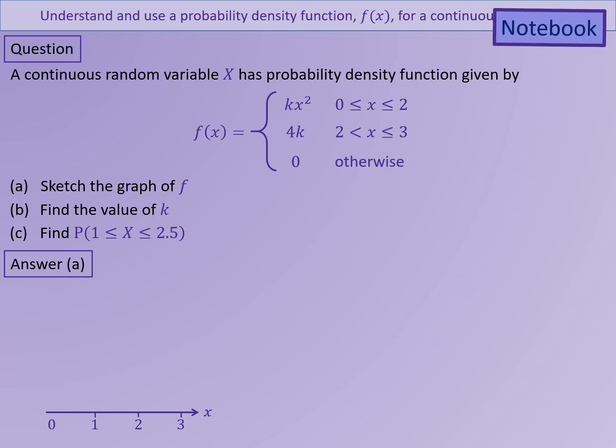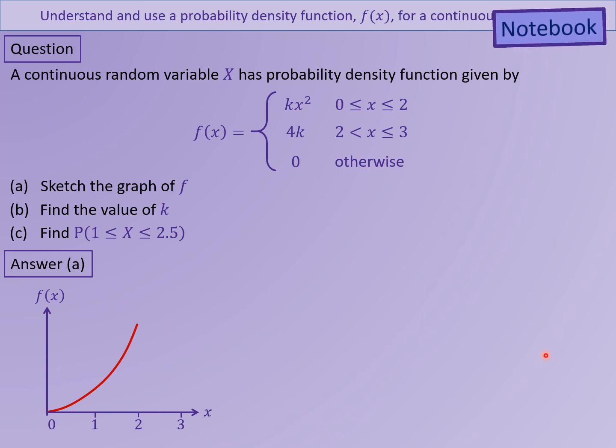So for the first part, we're going to start with the horizontal axis, with x going from 0 to 3. This is because when we look at the x values in the function, we can see we have 0 to 3 and then it's 0 for all of the other values. We're going to put f of x up the vertical axis. So kx squared is going to be part of a parabola. We don't know what k is yet, but we can still sketch this as follows.